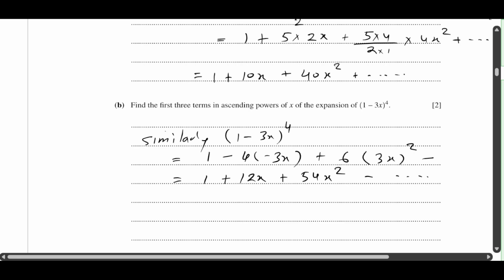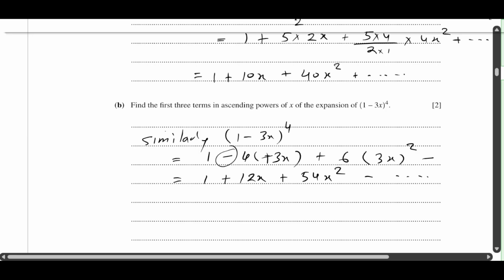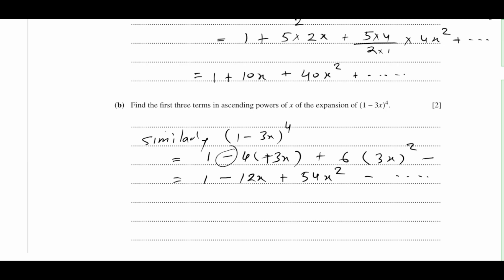54x square. I think, yeah, here when I am taking this minus sign out, there is no need to take minus here. It is 4 times 3, no? 4 times 3 is 12. So this second term is actually a negative term. This is 1 minus 12x plus 54x square.